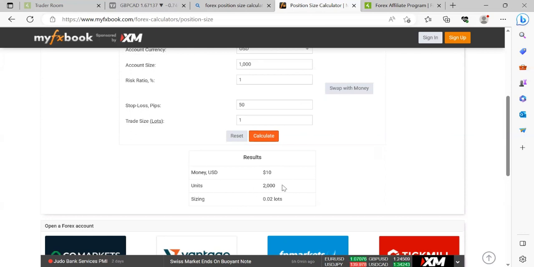We don't use the units, we only make use of 2 things, which is the money, which is in USD, and the sizing. Now, with your $10, you lose $10. What does this sizing mean? Lot size. The lot size to use is 0.02. How much do I have? $1,000 in my account and I'll be using 0.02.